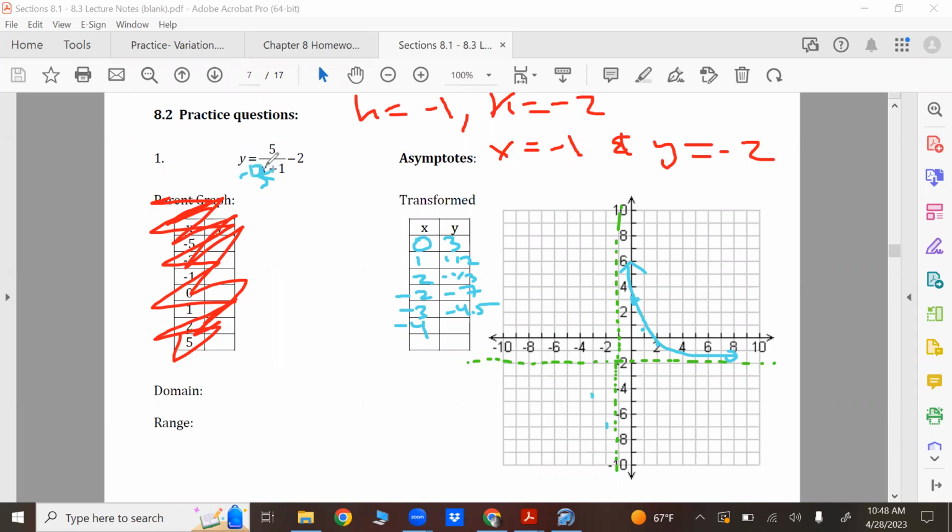If I plug in -4, I think I get -11/3, which is -3.33. So the graph does this. Domain's all real except -1. Range is all real except -2.